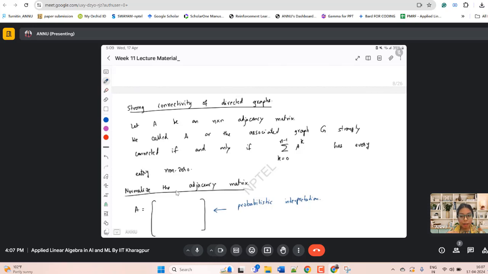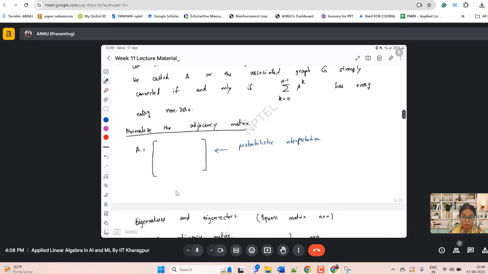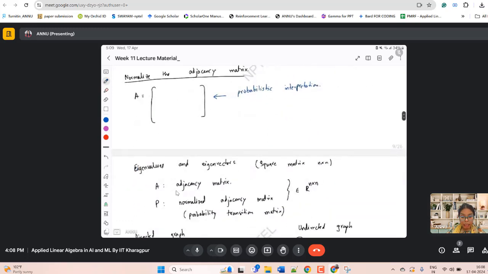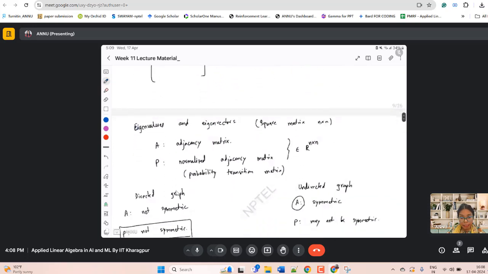If we call A the associated graph G strongly connected, if and only if every entry of the summation of A power k is non-zero. We also need to normalize with respect to rho. You remember this. If we normalize the adjacency matrix and eigenvalue eigenvectors, so if A is the adjacency matrix and P is the normalized matrix, for a directed graph.